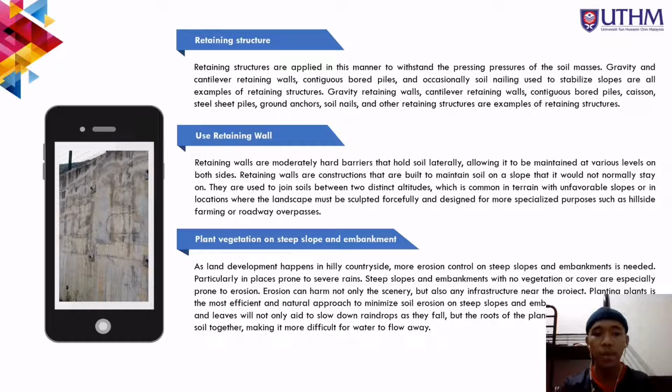Next, plant vegetation on steep slopes and embankments. As land development happens in hilly countrysides, more erosion controls on steep slopes and embankments are needed, particularly in places prone to severe rains. Steep slopes and embankments with no vegetation or cover are especially prone to erosion. Erosion can harm not only the scenery, but also any infrastructure near the project. Planting plants is the most efficient and natural approach to minimize soil erosion on steep slopes and embankments. The branches, fissures, and leaves will not only help to slow down the raindrops as they fall, but the roots of the plants will also serve to hold the soil together, making it more difficult for water to flow away.